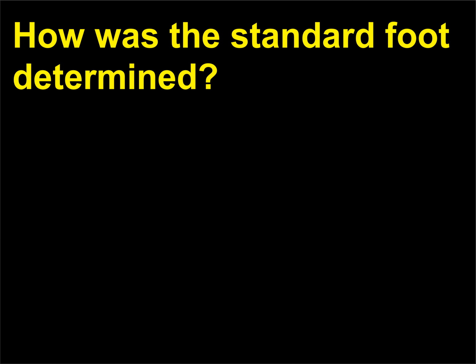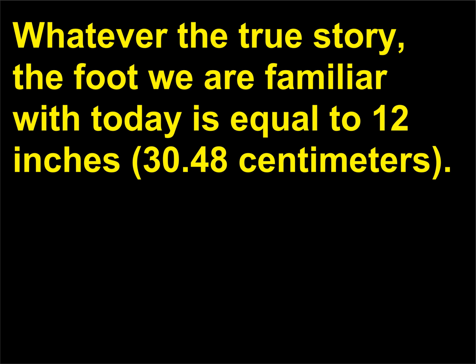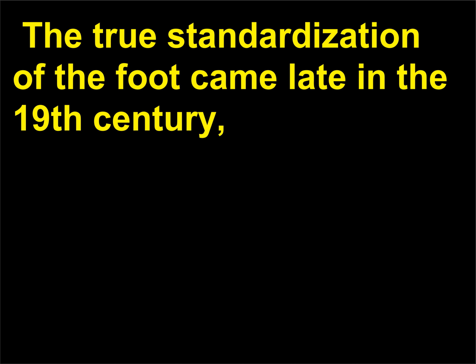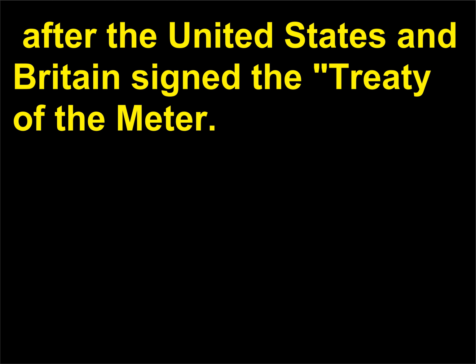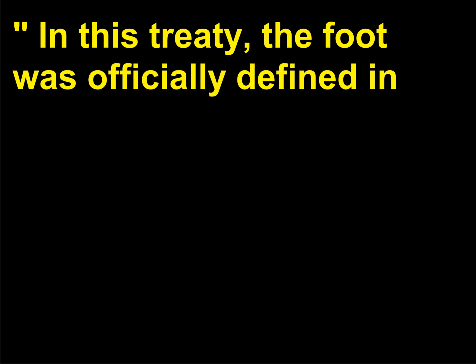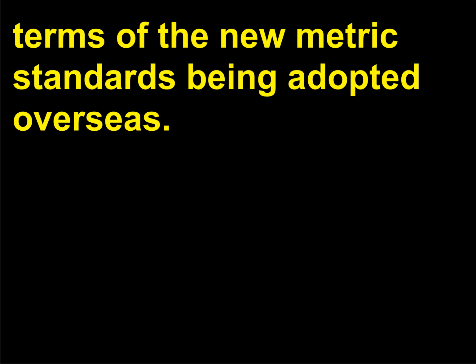How was the standard foot determined? Whatever the true story, the foot we are familiar with today is equal to 12 inches, 30.48 centimeters. The true standardization of the foot came late in the 19th century, after the United States and Britain signed the Treaty of the Meter. In this treaty, the foot was officially defined in terms of the new metric standards being adopted overseas.